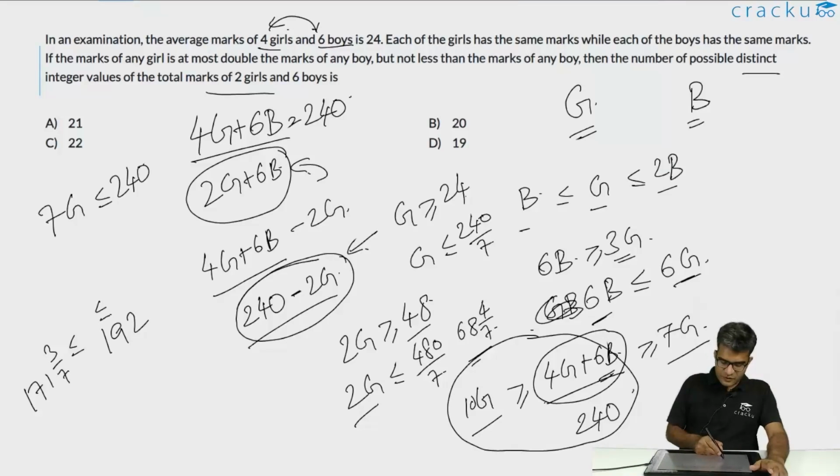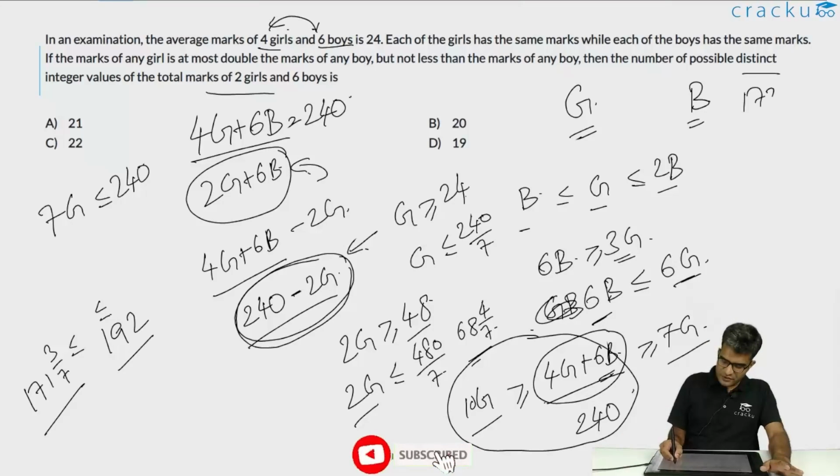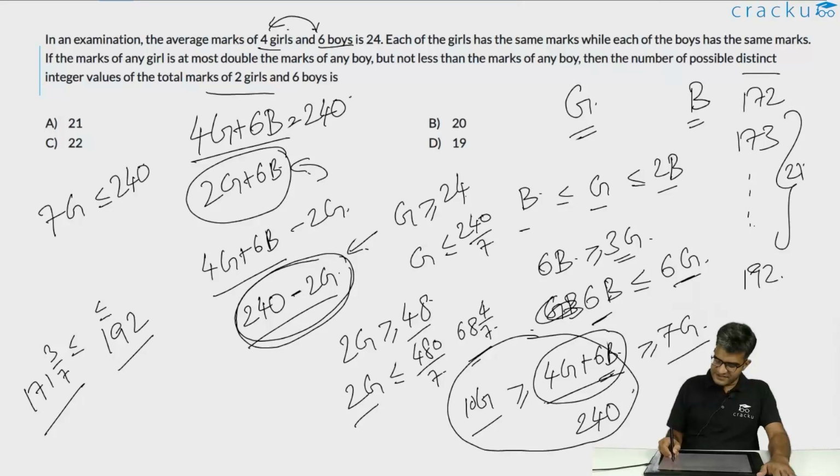So this number 240 minus 2g is greater than or equal to 171 3 by 7 and less than or equal to 192. We are only looking for distinct integer values. So the distinct integer values it can take is 172 or 173 or ... till 192. And how many such values exist? There are 21 such integer values. So the answer for this question is option A.